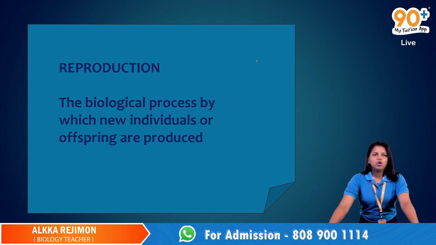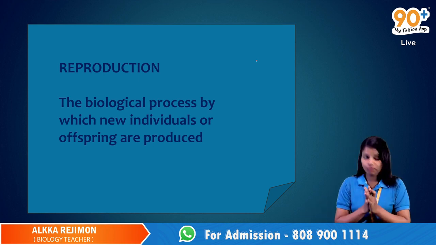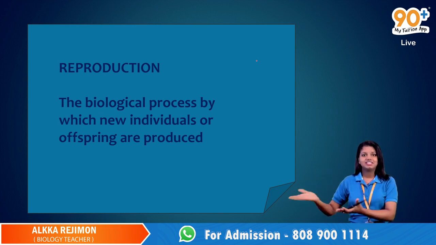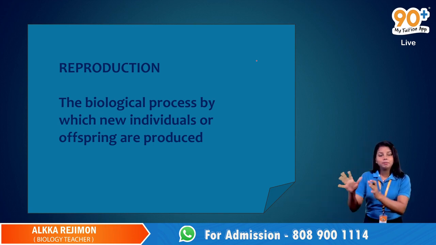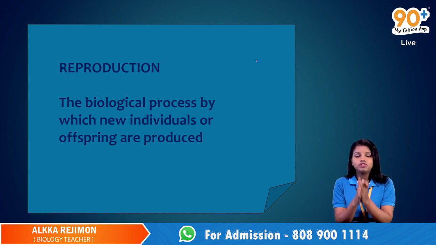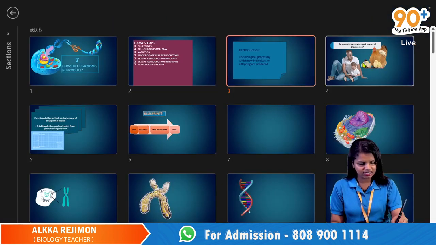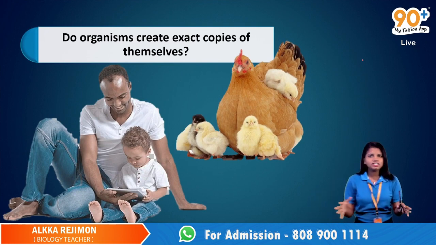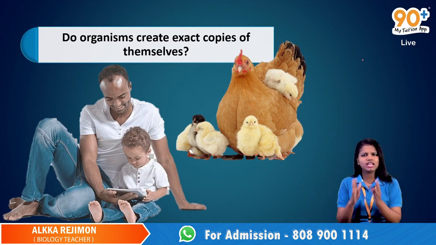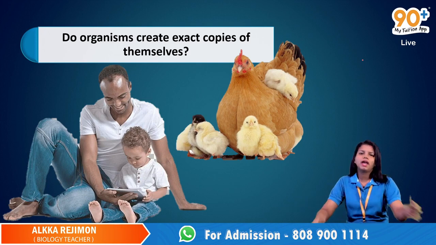Yes, so how do organisms reproduce? Since the chapter is all about reproductions, let's discuss what is reproduction. Reproduction is the biological process by which new individual or offspring are produced. And do all the organisms which are reproducing or getting reproduced, do they create exact copy of their parents?